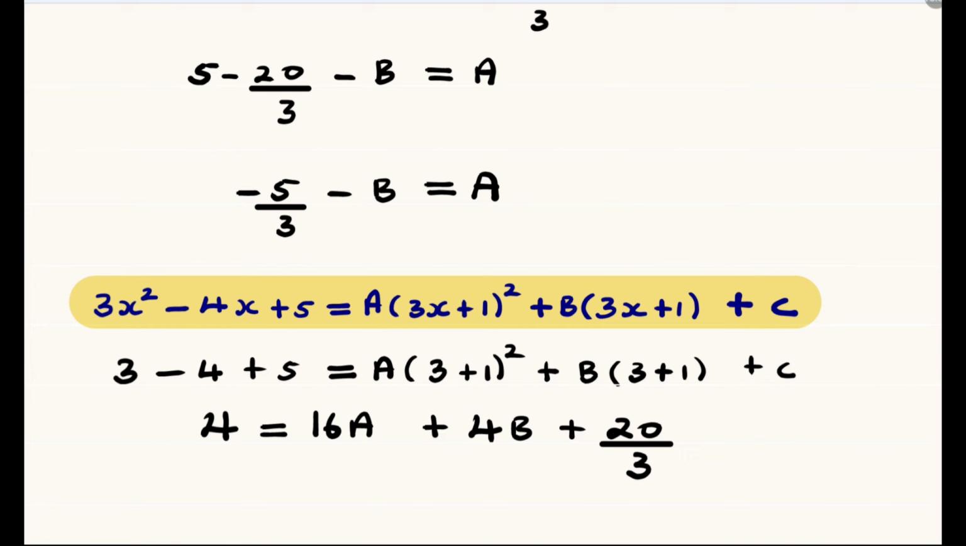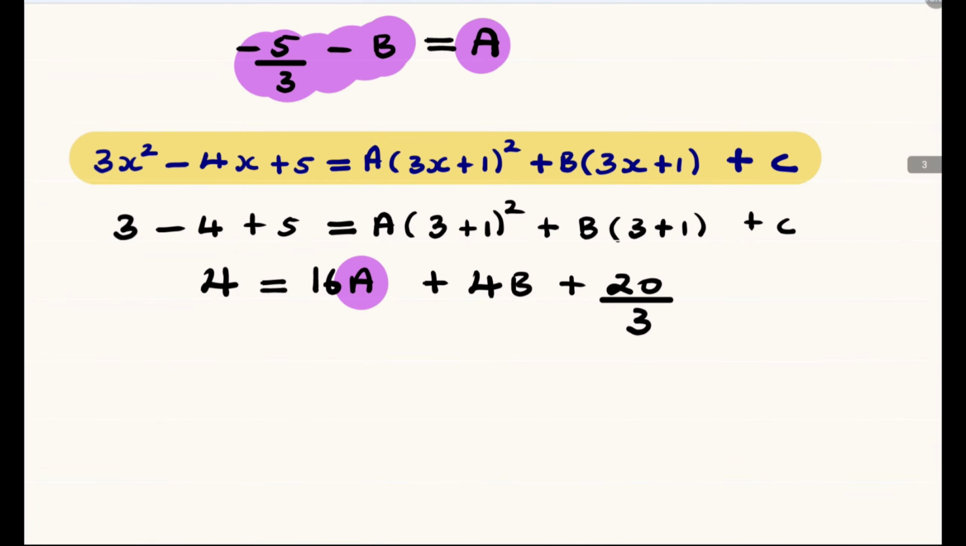On our second equation, we determined a in terms of b. So in the place of that a, we will substitute negative 5 over 3 minus b. So we have 4 equal 16 multiplied by a, but in the place of the a, we have negative 5 divided by 3 minus b, plus 4b.